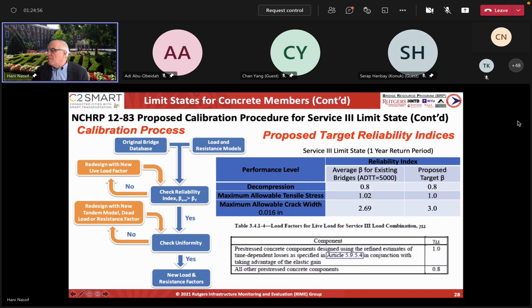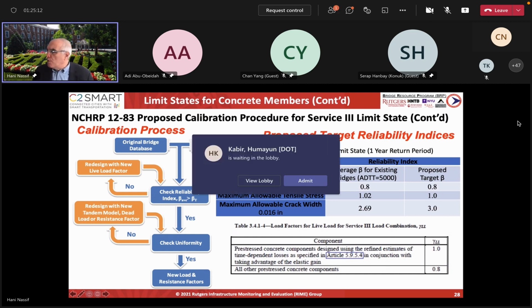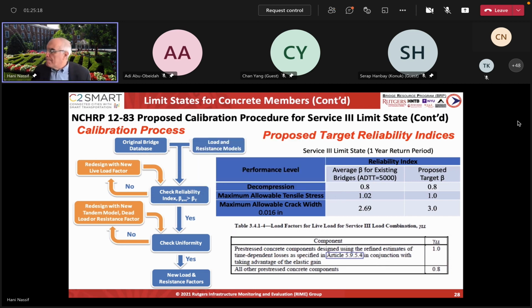We recommended some target betas. So we took all the bridges like we did before, and found out what the stresses are, and we redesigned them. And we use this approach to pick up the reliability beta. So here you can see beta is about 0.8 for decompression. It's not 3.5. This is the annual beta, right? For a 1 year return. And if you allow the cracking, then it goes up to about 3. This is what we proposed. But mainly the work was based on a beta of 0.8.